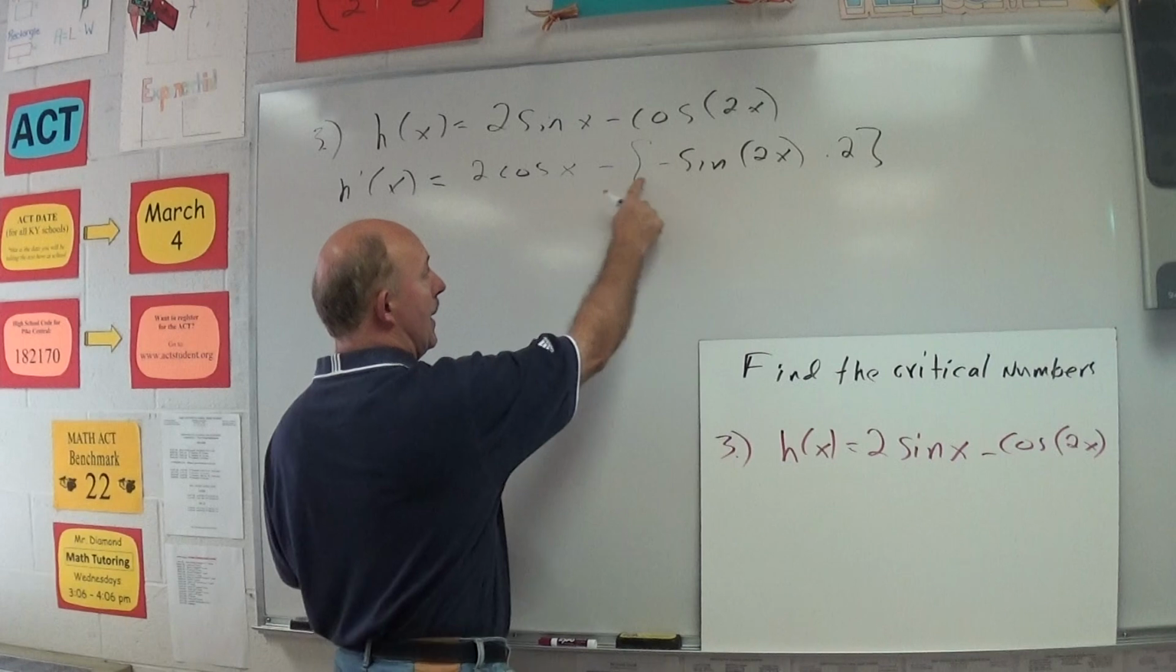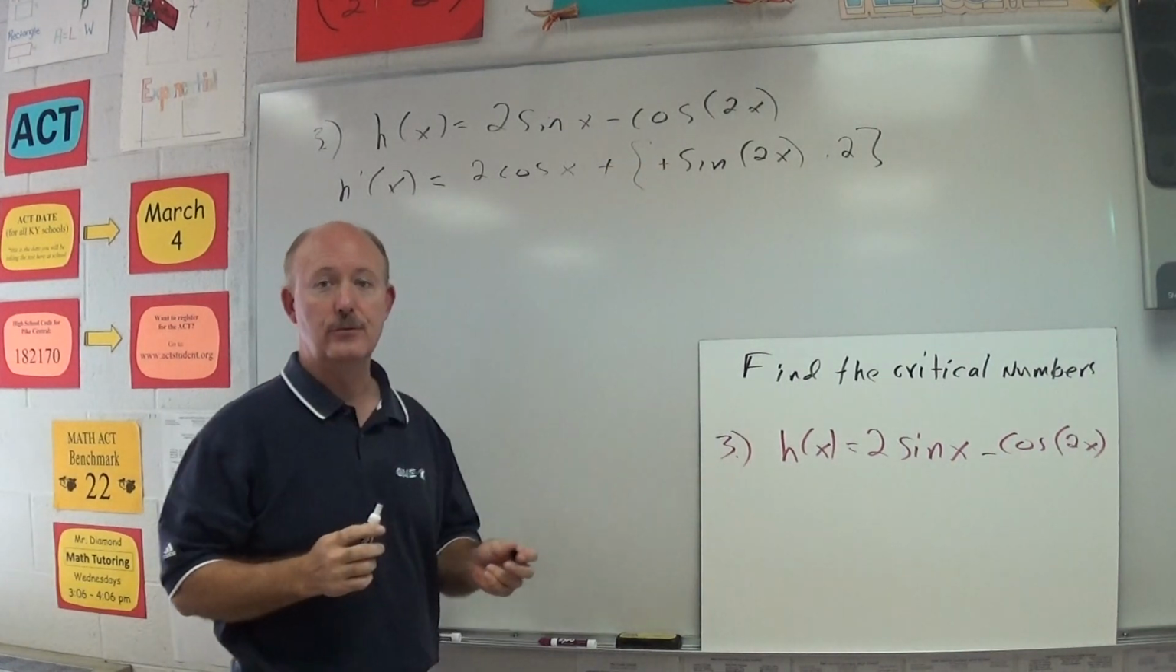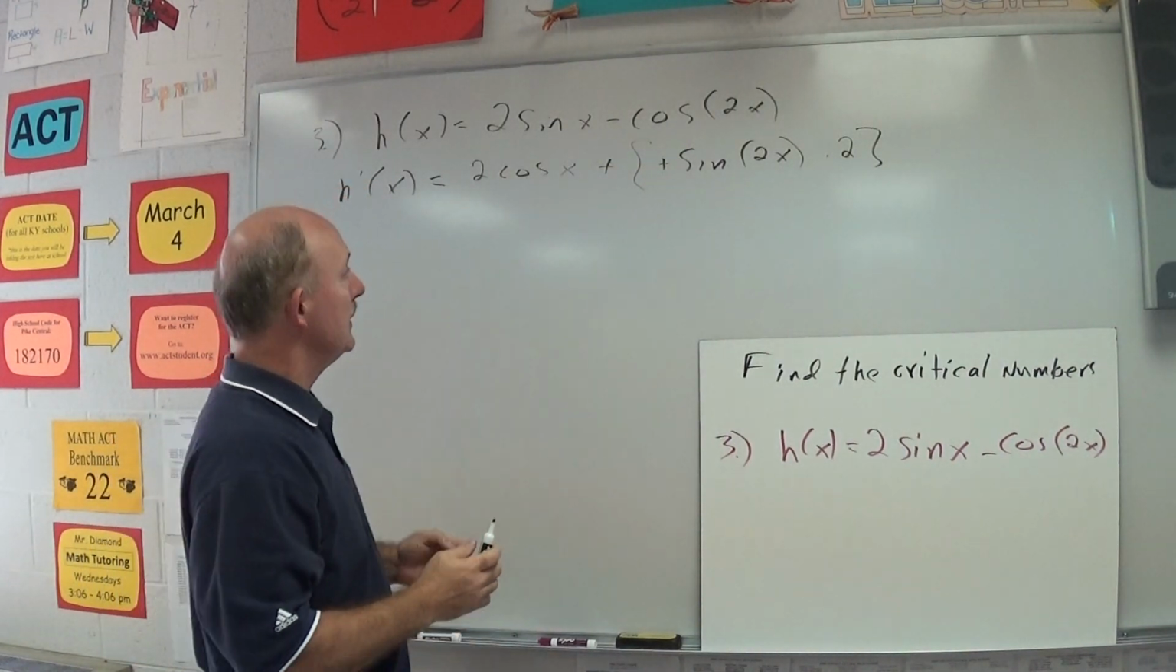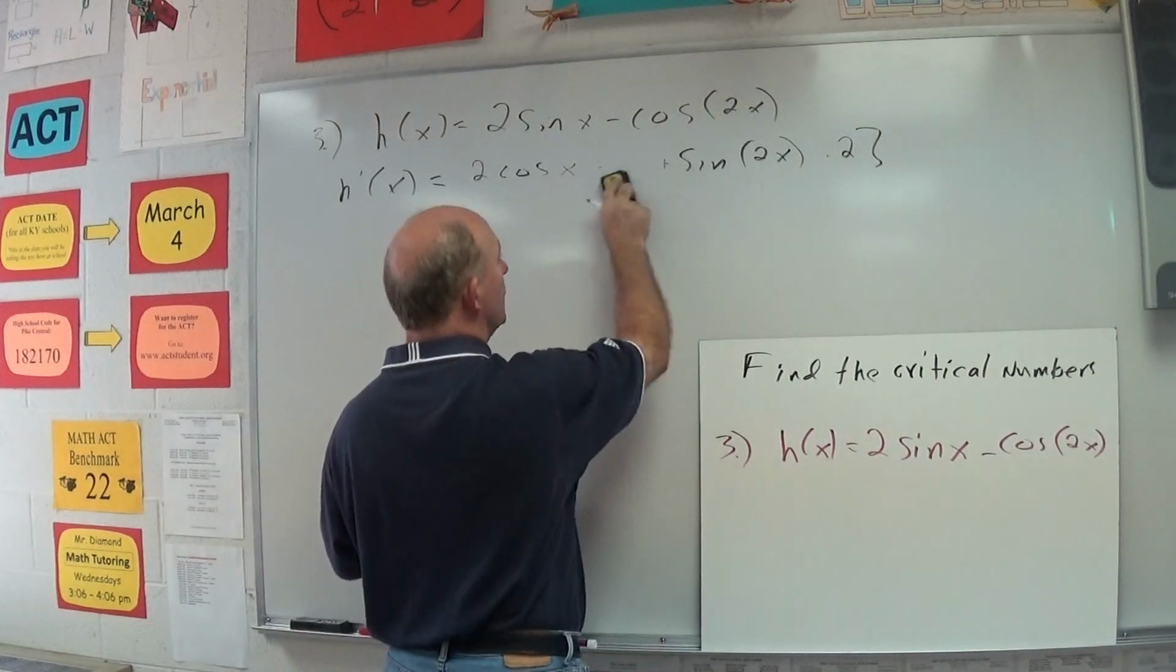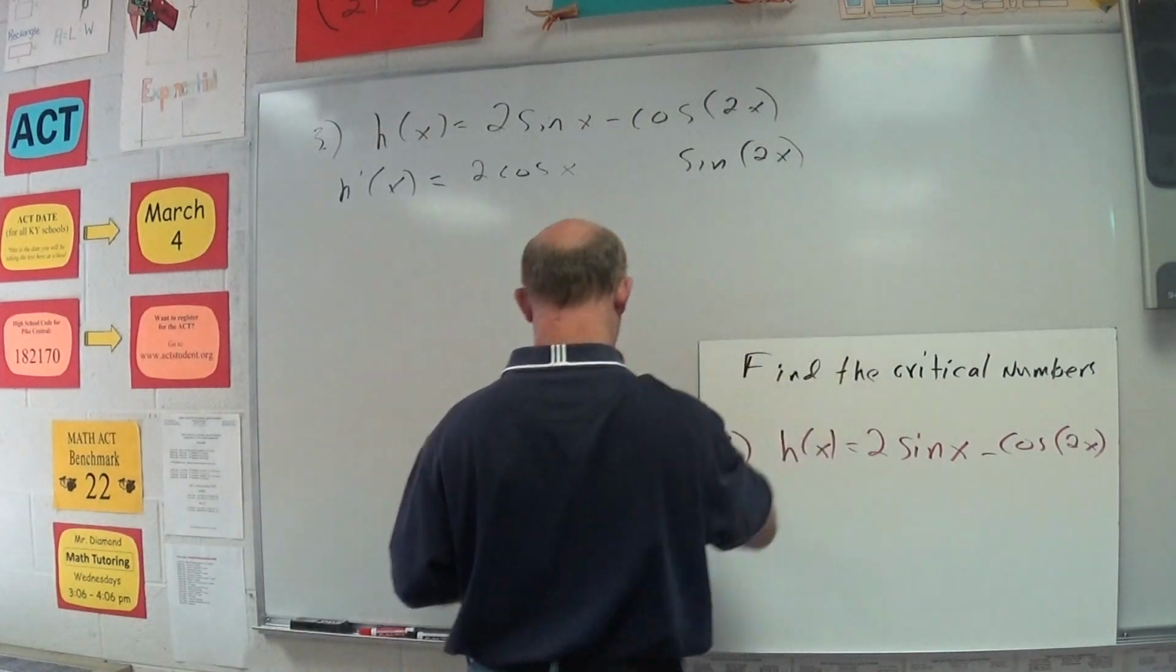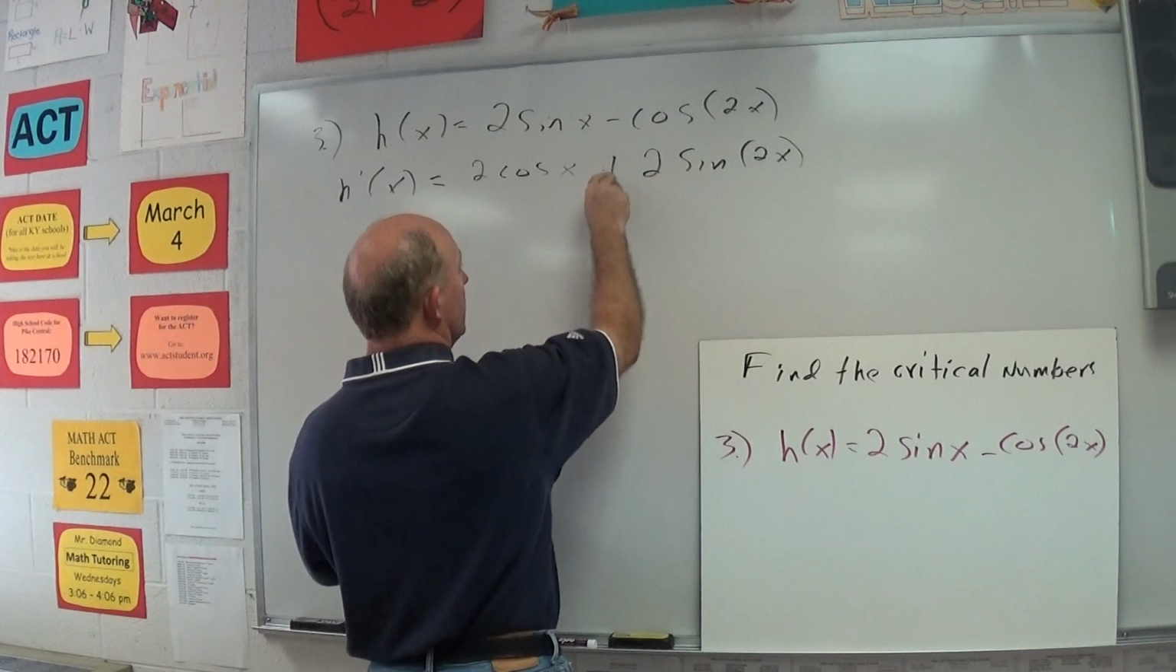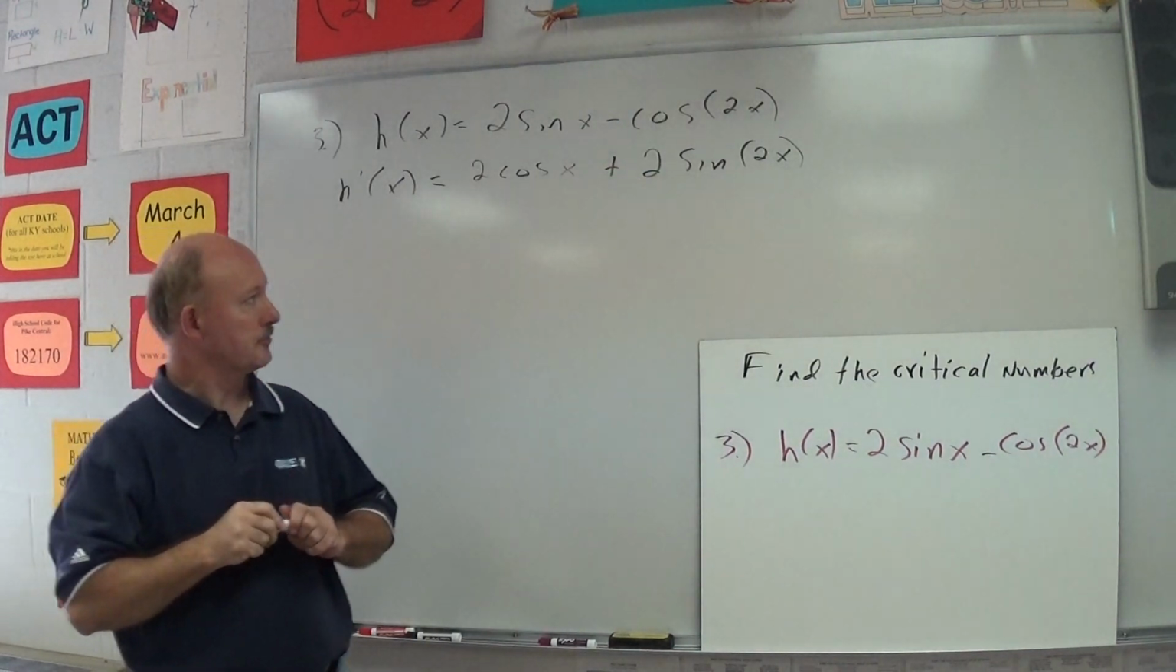Now you end up here with minus a negative, which becomes plus a positive. So it's going to be a positive sine 2x. Now I'm going to move the 2 to the left-hand side over here. So we end up with plus 2 sine 2x.